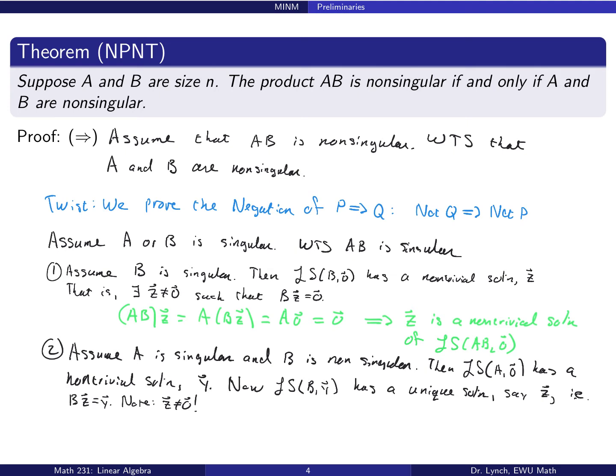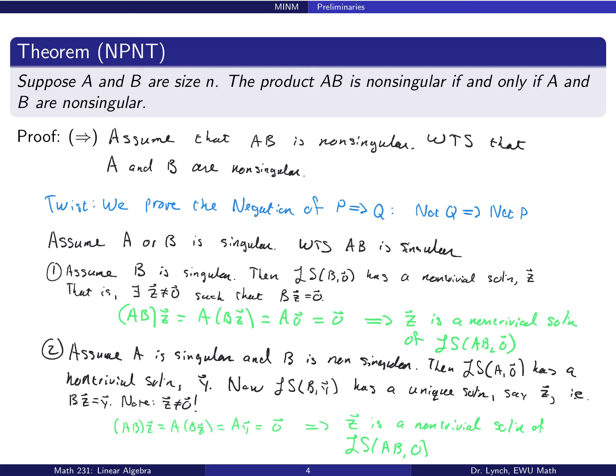So we can go ahead and have a look now at what happens when we multiply that vector Z by AB. We see that A times BZ is A times Y. And of course, A times Y is 0. So Z is a non-trivial solution of the homogeneous linear system with coefficient matrix AB. So we see that in this case also AB is singular.